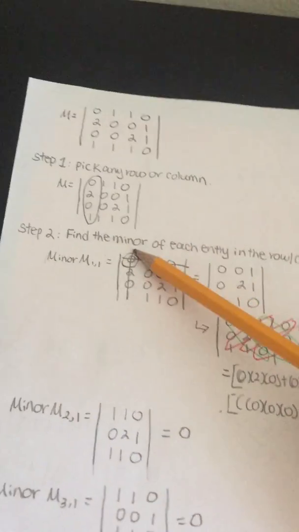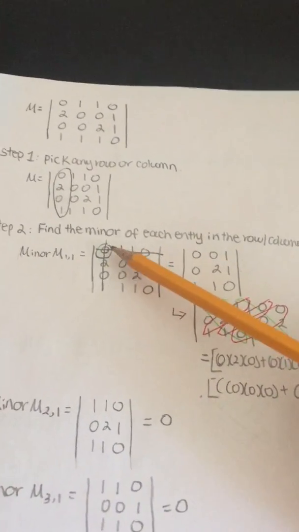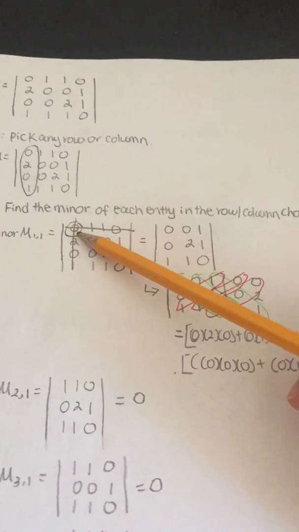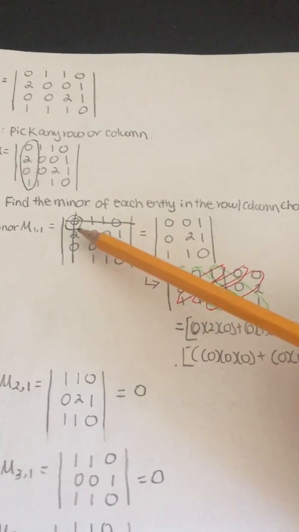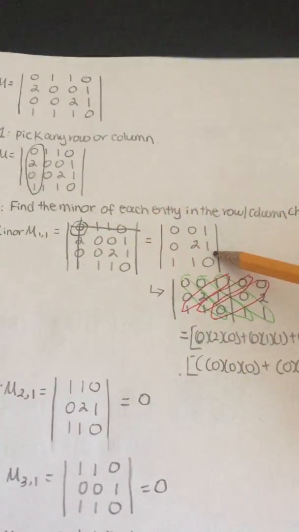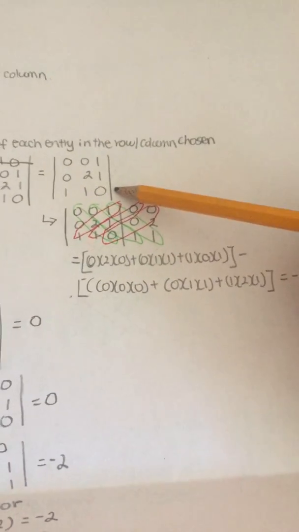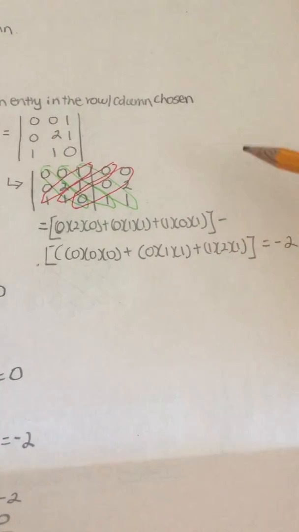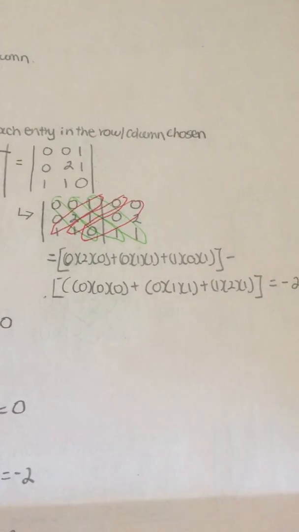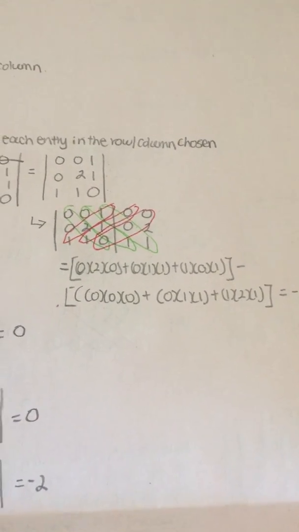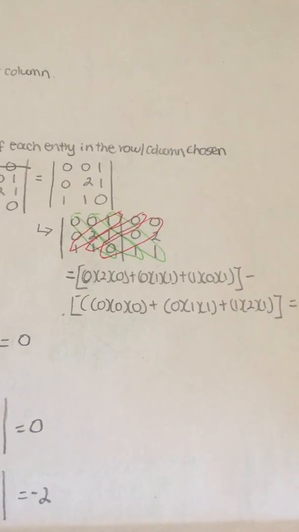So to find the minor for the entry 1, 1, I will circle the 0, and then I'm gonna cross out the row and the column in which 0 is located, and then I write the new matrix over here. I find the determinant of this matrix, and over here I actually did it by hand. It is just to remind you how to find the determinant of a 3x3 matrix.